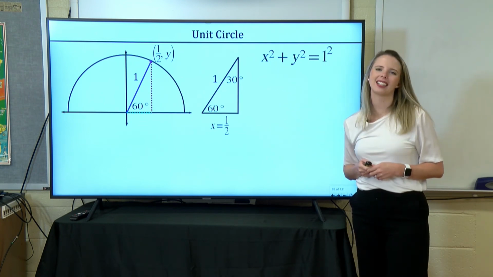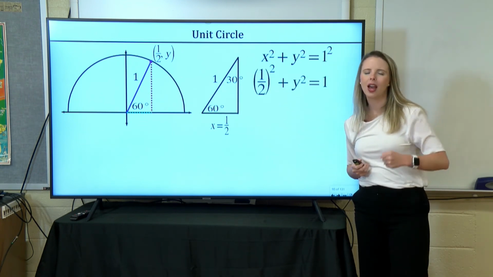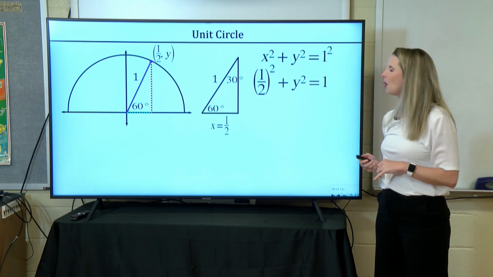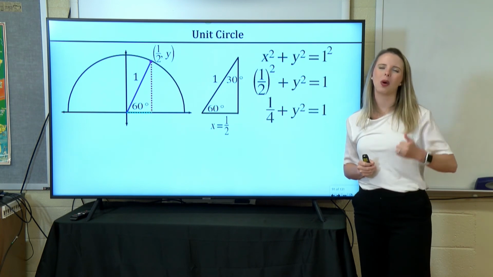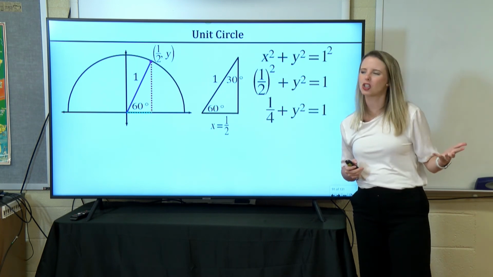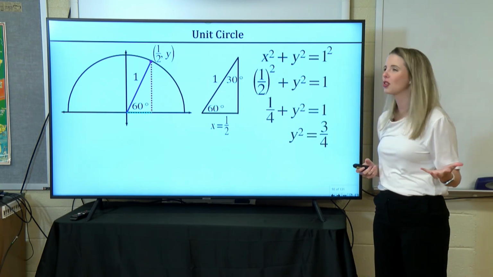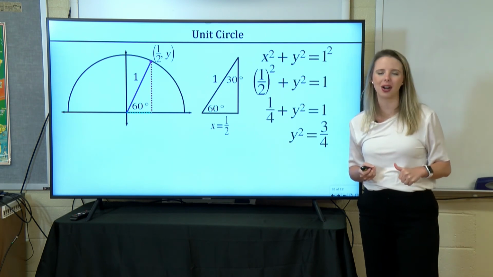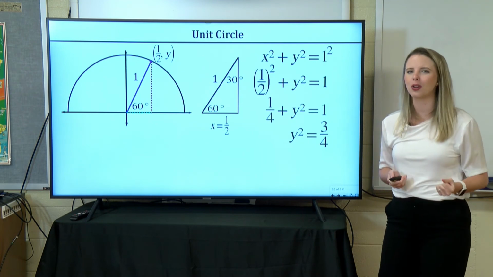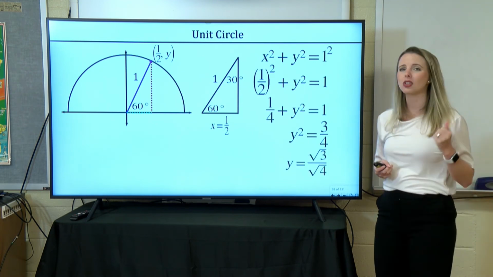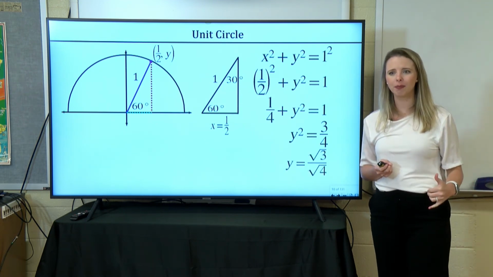What do we know about x? It's 1/2. What is 1/2 squared? 1/4. So 1/4 plus y squared equals 1. I need to get y squared by itself. I'm going to subtract 1/4 from both sides. That's going to result in y squared equals 3/4. Once again, I only need to account for the positive square root. Square rooting both sides, that's square root of 3 over the square root of 4.